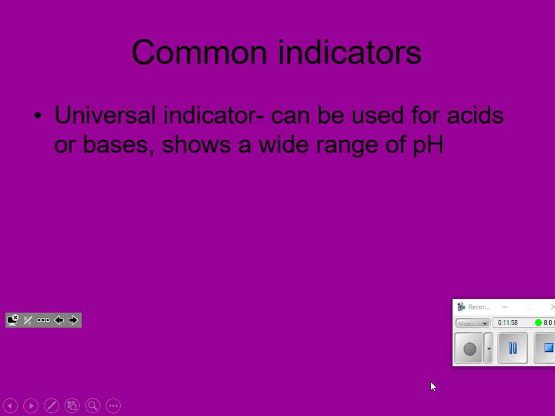Okay, the first indicator that we're working with today is called universal indicator. It's in a little dropper bottle. It's already on your lab bench. There's a little note card with it that shows you different colors for different pH values. We are using universal indicator today so we can determine the pH of different solutions.